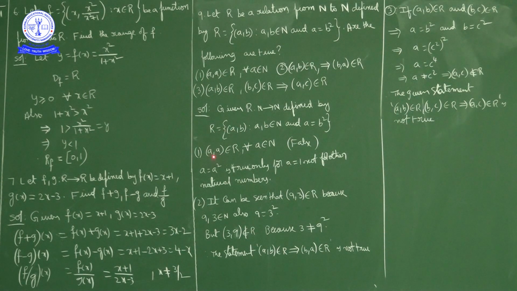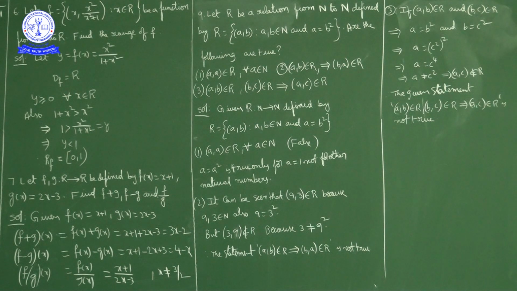Suppose you consider (2, 2). It does not belong to R, because 2 is not equal to 2 square. So (2, 2) does not belong to R, (3, 3) does not belong to R, (4, 4) does not belong to R. So (a, a) belongs to R is true only for a equal to 1, not for other natural numbers. But it has to be true for every natural number. So obviously the given statement is a false statement.